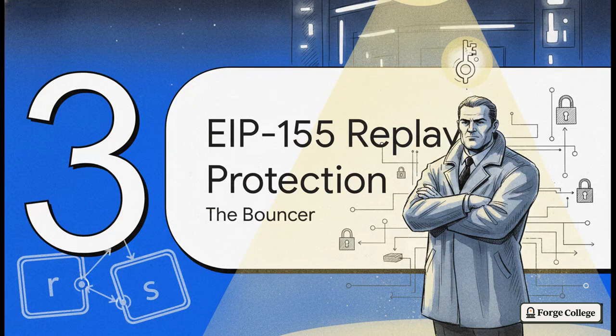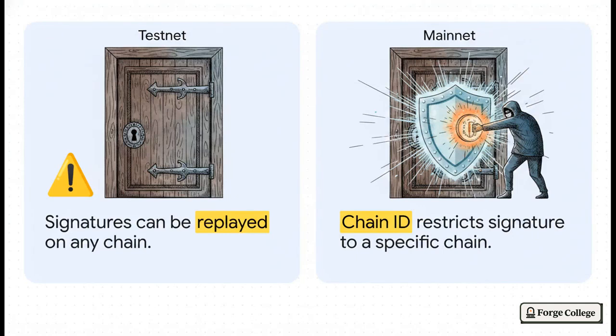Which brings us to section 3, EIP 155, replay protection, the bouncer. Okay, so we have R and S from our ECDSA stamp, but what about V? Well, that brings us right to EIP 155.